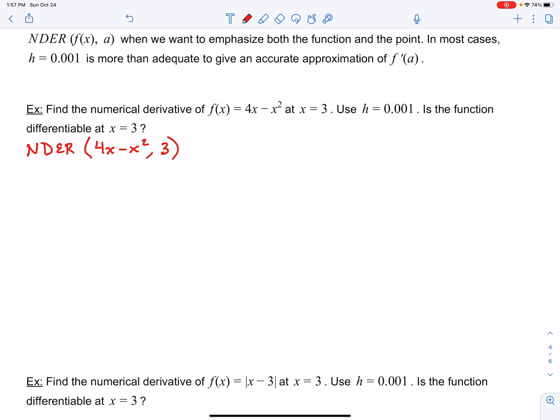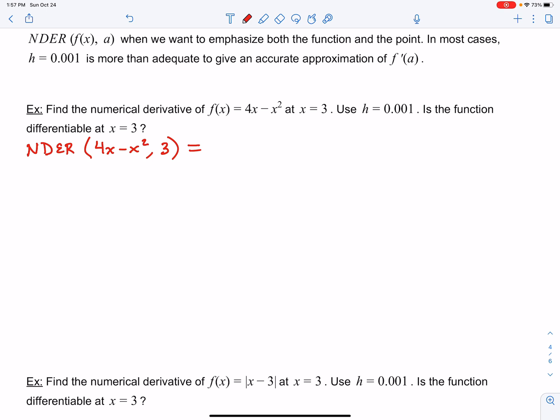So in some of your handheld calculators, which many of you probably don't have, this is how you would actually enter it in. There'd be a numerical derivative button, and then you'd write in your function and a comma and a 3, and then hit enter, and your calculator does all the work for you. But we can also calculate this by hand.